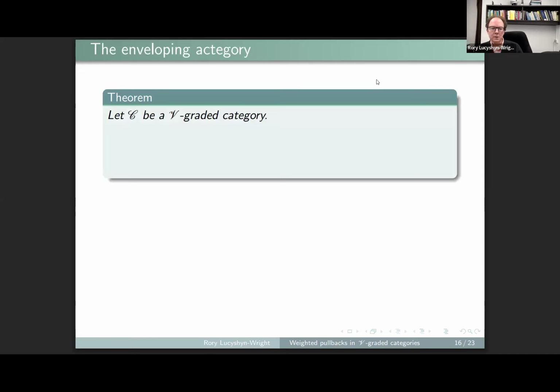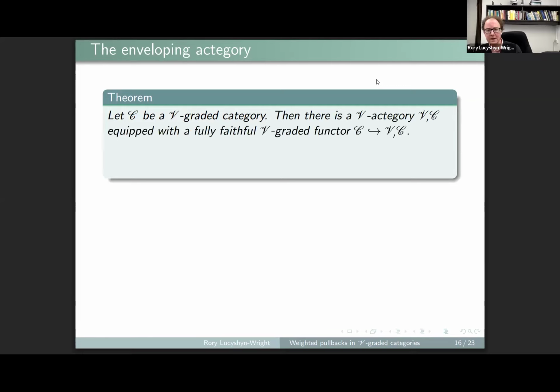Now, one useful technique for working with V-graded categories is the enveloping actegory. Let C be a V-graded category. Then there's a V-actegory that we write in this way, V comma C, equipped with a fully faithful V-graded functor from C into it. So we're embedding a V-graded category C into a V-actegory.